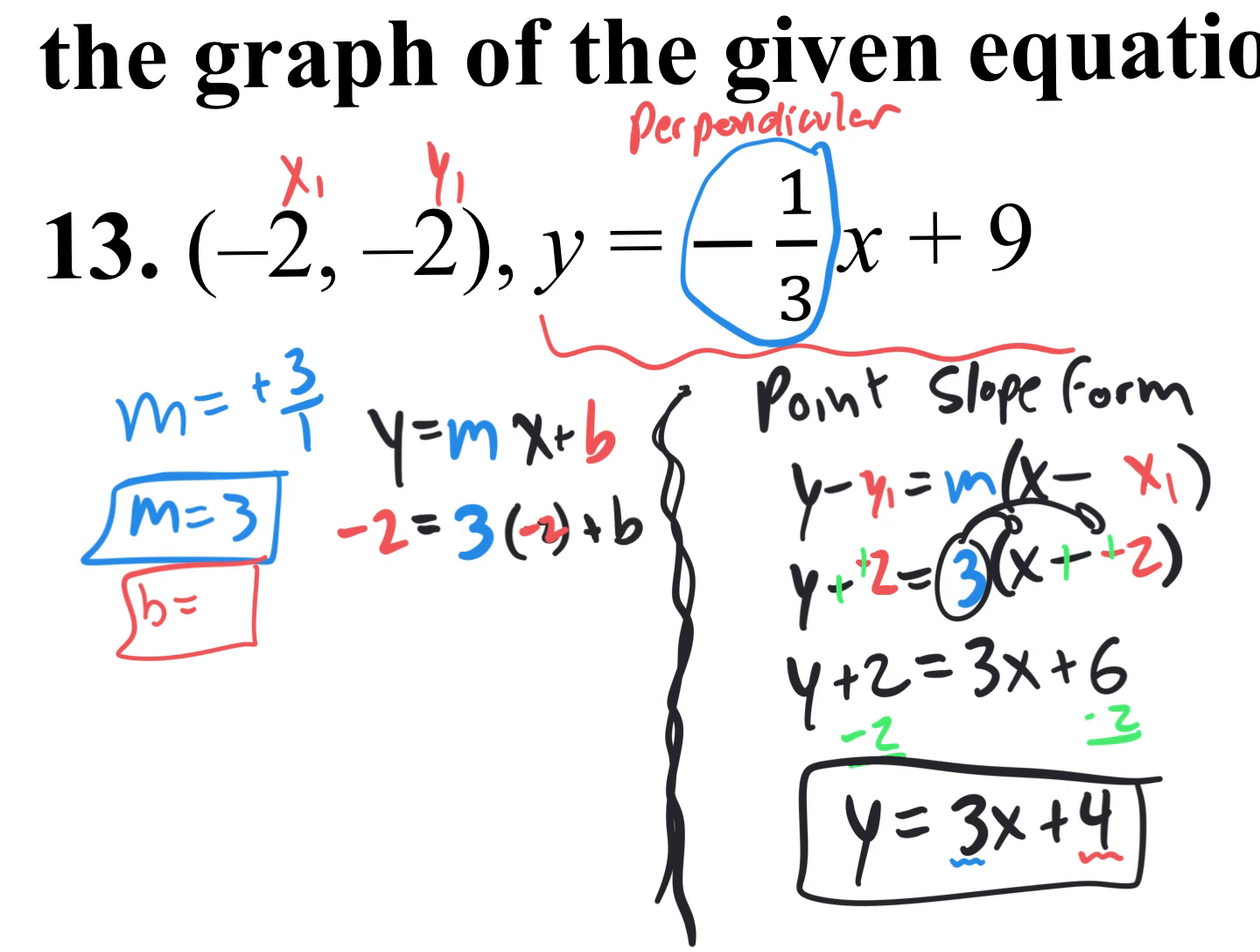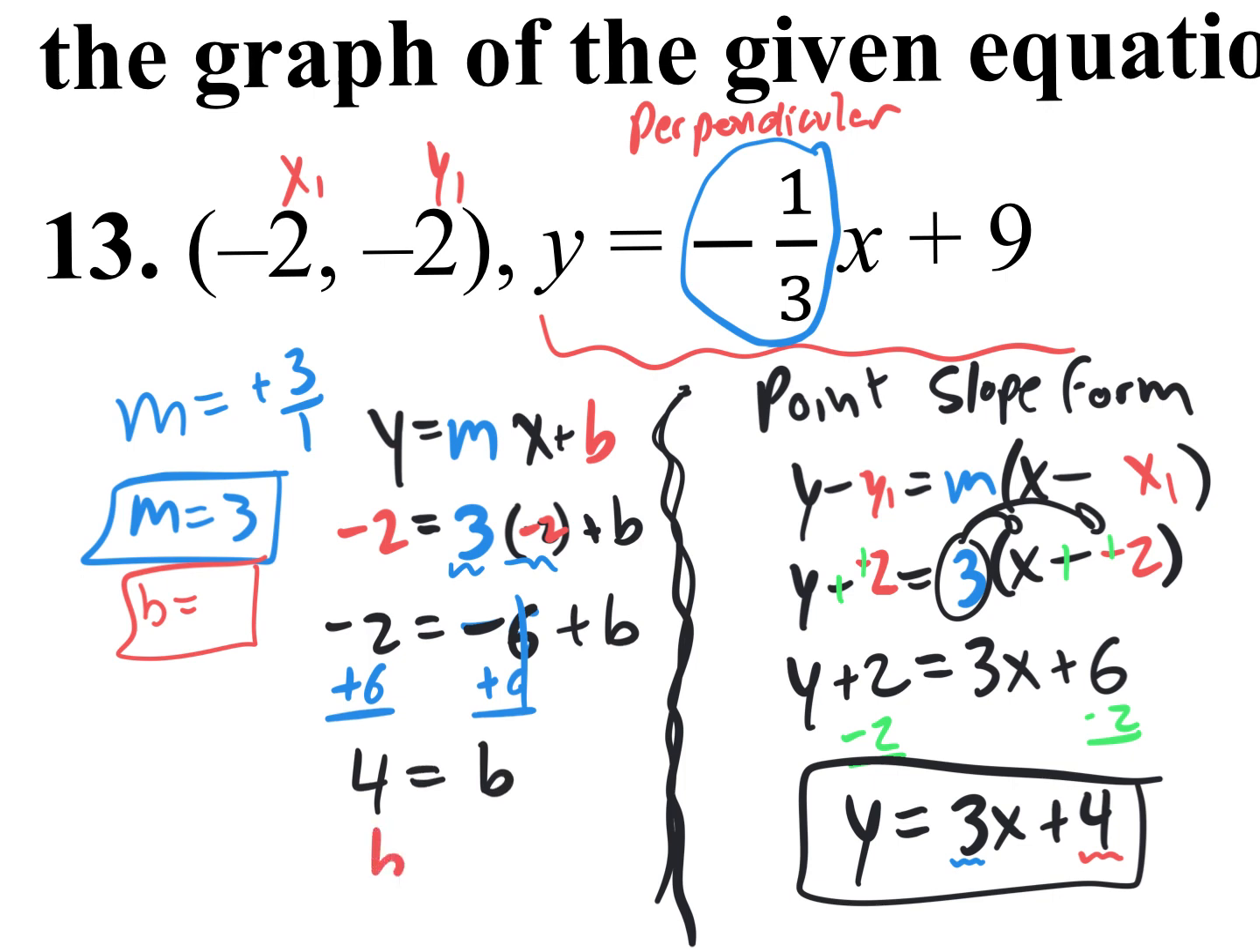So let's do the math. We're going to multiply 3 times negative 2, that's negative 6. Bring down the equal sign, bring down the negative 2, bring down the plus b. You want to get rid of that negative 6, do the opposite. Whoops. Actually, let me change the color of it. Negative 6. We're going to do the opposite of negative 6 by adding 6 and adding 6, giving us 4 equals b, which means b equals 4.